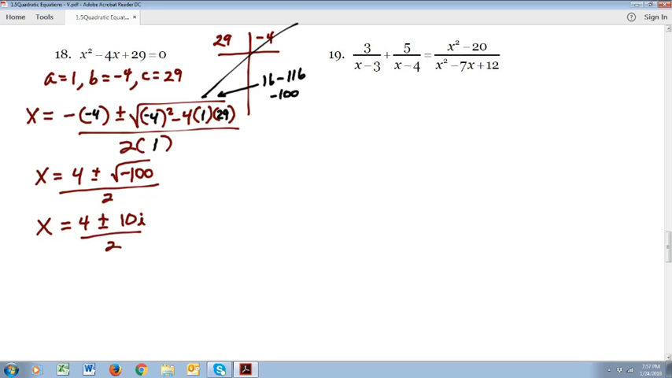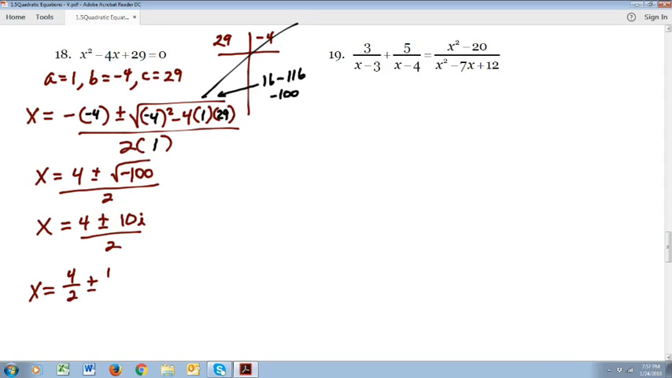So don't forget, square root of 100, of course, is 10. Because of the negative under the square root, we're going to have a 10i. And you can see that this is going to simplify further. In fact, each of these terms, the 4, the 10i, the 2, they're all divisible by 2. I'm going to do this two ways.